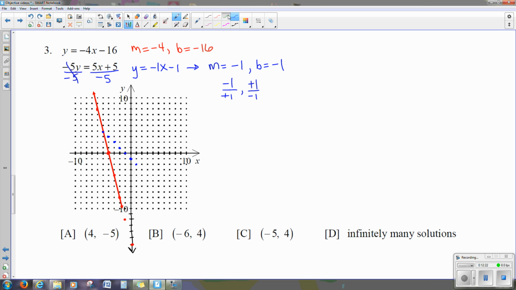That's the point that both of the lines are going to be using the same x and y value. So that's our solution point. And we've got plenty of points here to draw a nice line. Whoops, the blue one. All right.